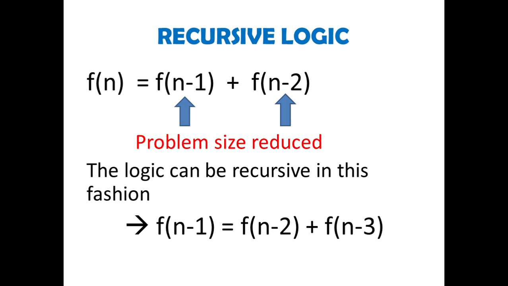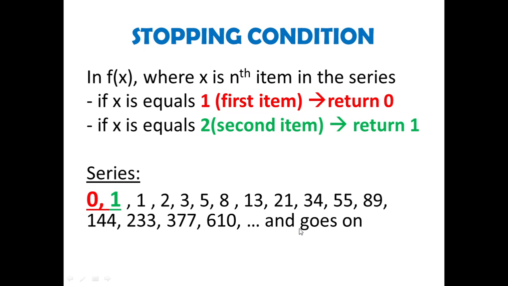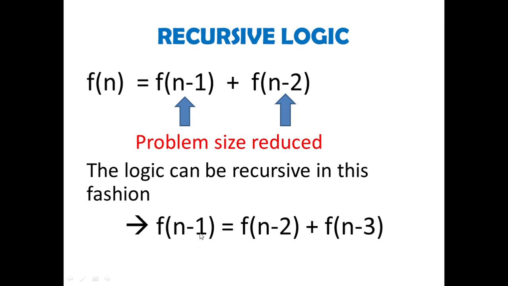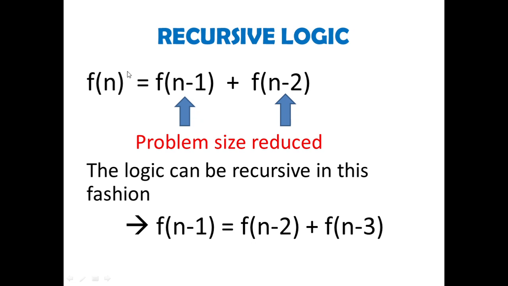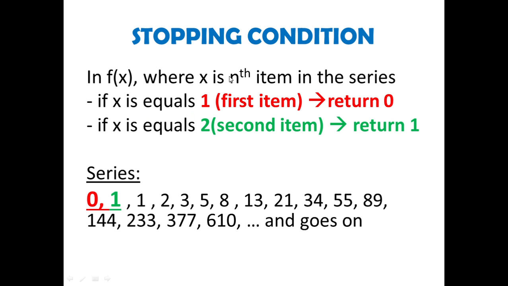So obviously we need a stopping criteria. What is the stopping criteria? If you are finding f of x, where x is the nth term, if x is 1, that means the first term. What is the first term? It will return the value 0. So if the nth term, that is x, is equal to 1, then we are going to return 0.